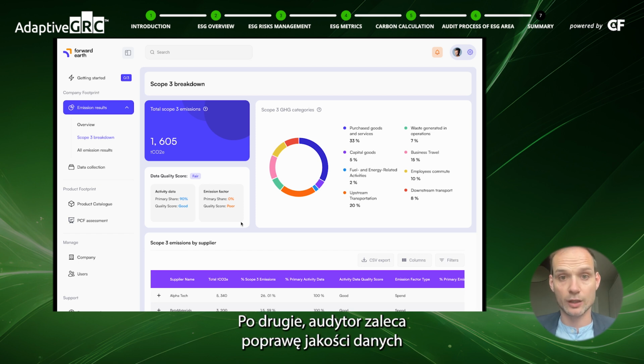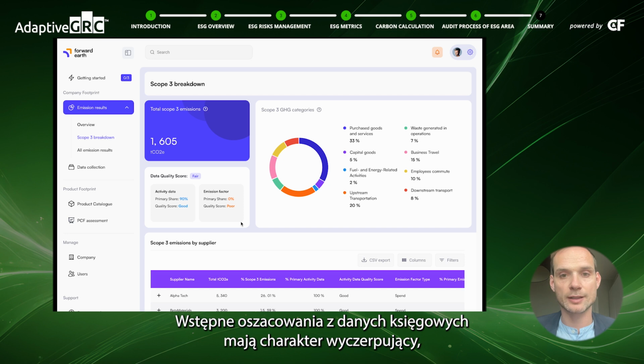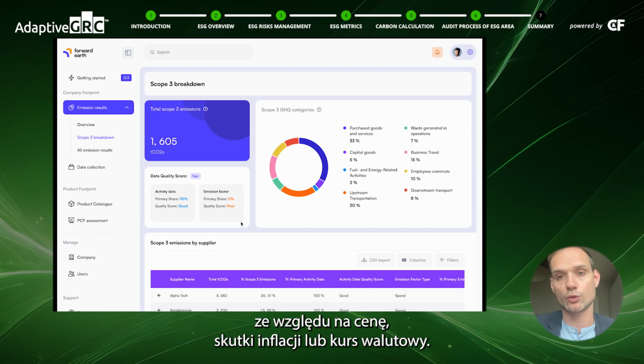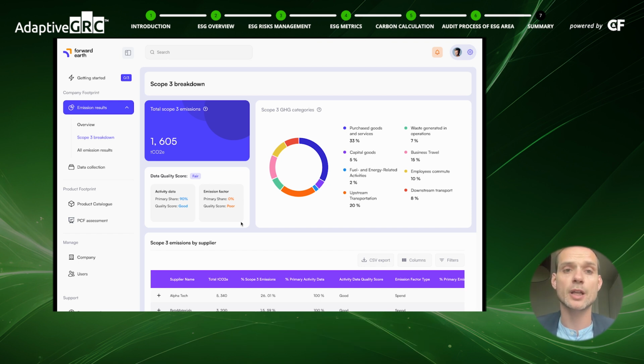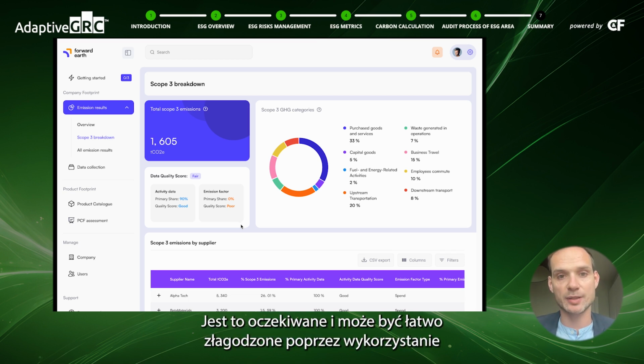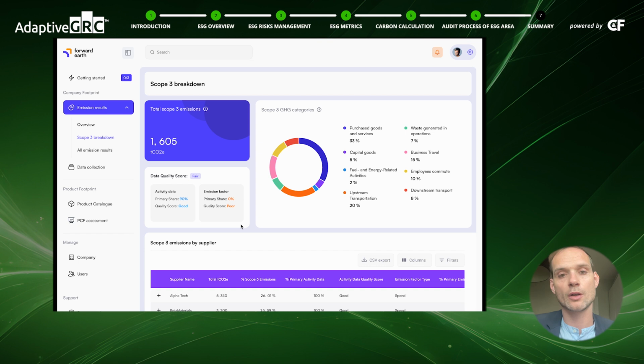Second, the auditor recommends improving the data quality scoring of the carbon assessment. The initial assessment with accounting data is exhaustive, but spend-based emission factors can be inaccurate due to pricing, inflation, or exchange rate effects. Hence, the data quality scoring is low after the initial assessment. This is expected and can be easily mitigated by using the integrated supplier interaction functionality of the carbon module.